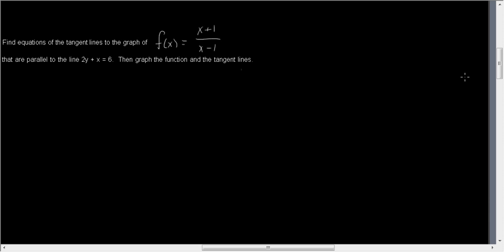Okay. Well, we want to find them that are parallel, which means the slopes have to be the same. The slope of the function is its derivative, and so we must find the derivative of that. But first, we have to identify what our functions are. So I'm going to let h of x be the top, which is x plus 1. Its derivative then will be 1. G is going to be the bottom, which is x minus 1. Its derivative is also 1.